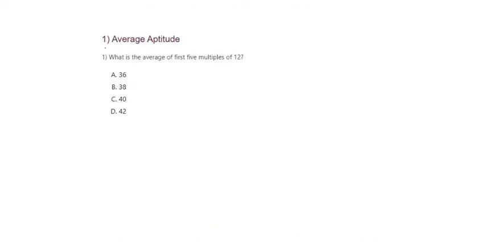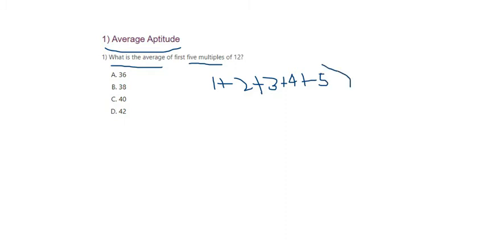So this is our first question on how to solve the average aptitude. So let's look at the question. What is the average of first 5 multiples of 12? So they have asked for first 5 multiples. So what are the first 5 multiples? That's 1 plus 2 plus 3 plus 4 plus 5. They've asked what is the average.